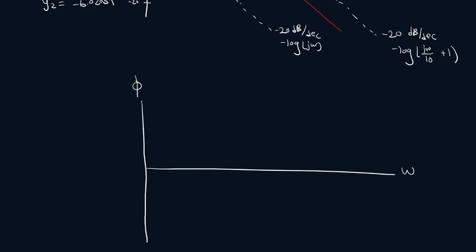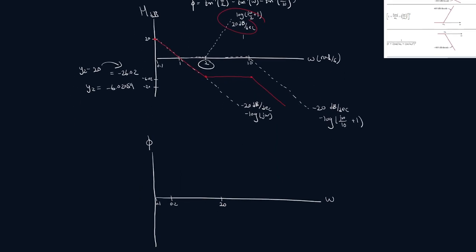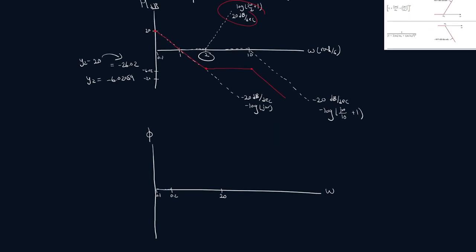So we have 0.2. Recall we started at 0.1. Then at 20. Oh yeah, and recall this is a positive value. So that means we are going from here. Oh yeah, and then this is 90 degrees. Then we have an unknown slope up here. Then we stop here, and then we continue.